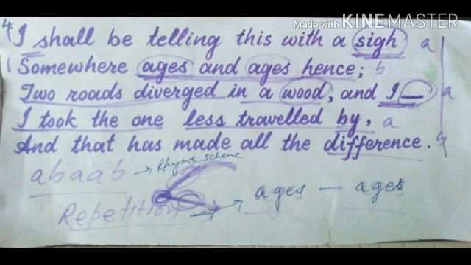That he took the road or path which had been used upon by a lesser number of people. It shows that the poet is adventurous and took the challenge of following a different path. And this is the decision that made all the difference in his life. So that decision of the poet decided his future and made all the difference.